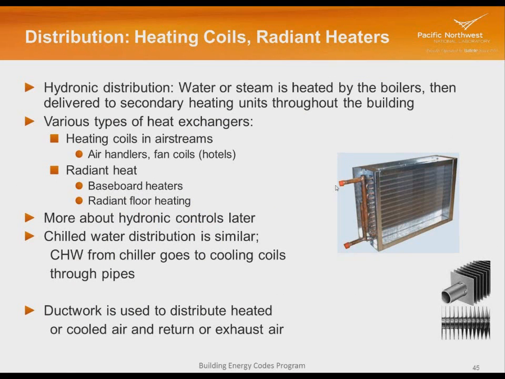And then we've got distribution. So we've got all those coils we were talking about in the units, right? And so we have hydronic distribution, water or steam, heated by the boilers on the heating side, delivered out here to the coils. We have various types of heat exchangers. Heating coils in the airstream look like this. We might also have radiant heat in the building. Baseboard heaters or convectors are sometimes called, or we might have radiant floor heating where there's hot water piping in the floor that heats up the floor. Even radiant cooling is used in some buildings these days. We'll talk about the controls for the hydronic side of things in a bit.